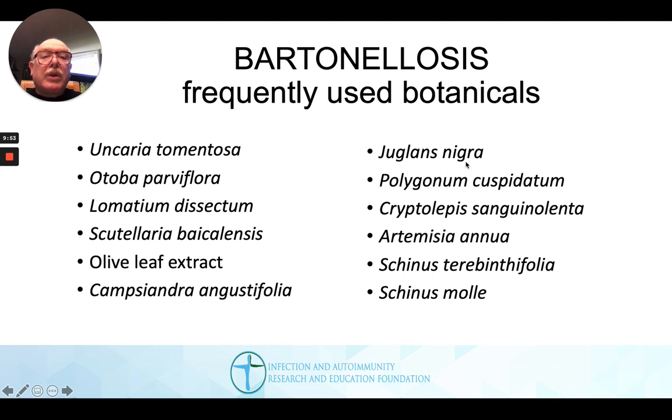Juglans nigra, which is black walnut, Polygonum cuspidatum, which is Japanese knotweed, Cryptolepis sanguinolenta, which is very toxic but can be used in short cycles, Artemisia annua, Schinus terebinthifolia, and Schinus molle, which are Peruvian and Brazilian peppers. You can use them as a combo, and at the end of our presentation we'll talk about a case study, and I'll show you exactly how we use some of these combinations.